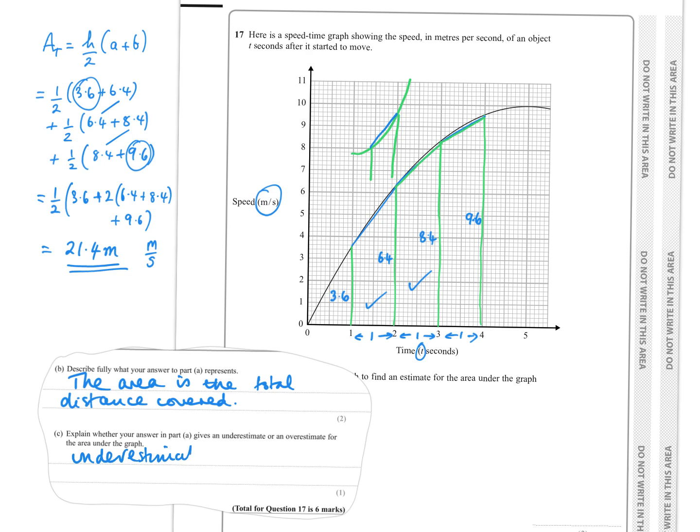Okay, so I should write that in here. So underestimate, and I'd probably say things like the chords, i.e. these bits, the chords are all under the curve, because we don't want to lose any marks. Okay, so that's as best I can do for that question.